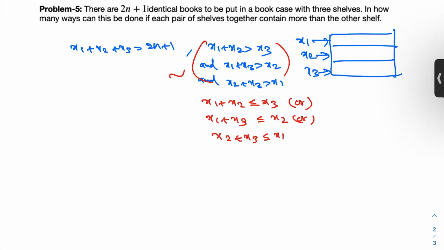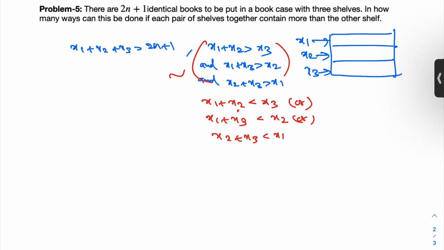Since we have an odd number of books, the equality case will not happen. If x1 plus x2 equals x3, then x1 plus x2 plus x3 will be even, but that is not the case. So we can eliminate this equal case here.